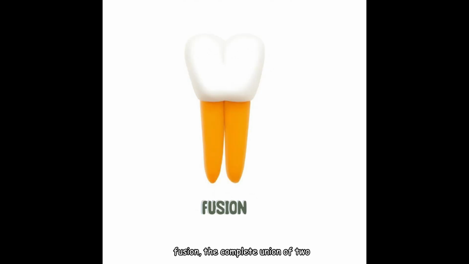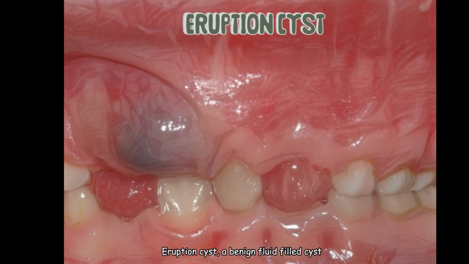Fusion. The complete union of two adjacent tooth germs, leading to the formation of a single large tooth with two separate roots. Fusion can occur in both primary and permanent dentitions and may require restorative or orthodontic intervention to address aesthetic or functional concerns.